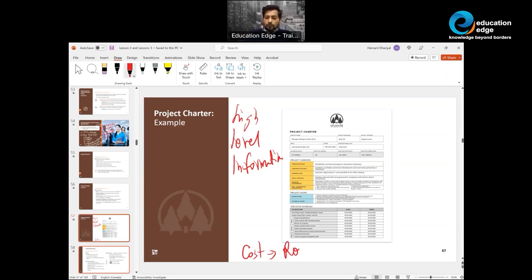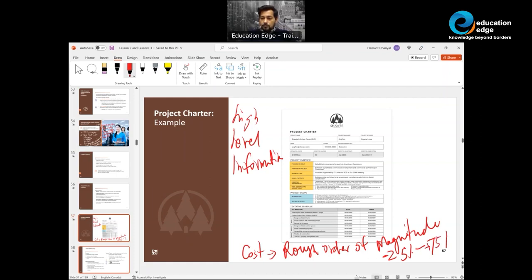Sometimes this is called rough order of magnitude. PMI suggests that the rough order of magnitude, or the cost range of this budget, should be anywhere between -25% to +75%. So if a project is $1 million, you could expect the project to be anywhere between 750K to 1.75 million. But keep this in mind, every organization has its own threshold. They've established their own organizational range in these early stages. This is the PMI range, -25 to +75, also called the rough order of magnitude.